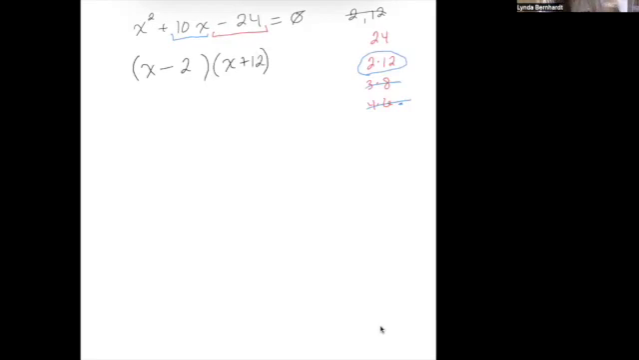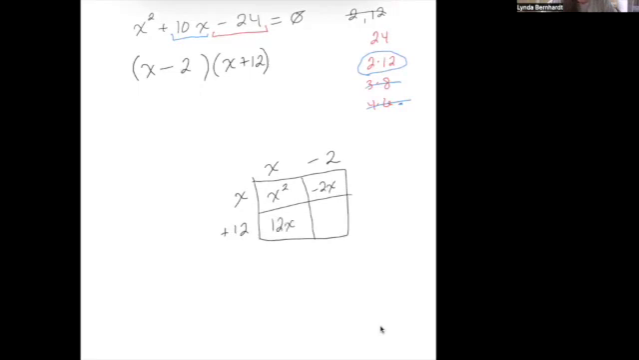Now, before you move forward, the smartest thing to do is to double check yourself. I learned with the box method. So I would do x minus 2, x plus 12. Draw the box, pretty much just like doing the Punnett squares. X times x equals x squared. X times negative 2 gives me negative 2x. X times positive 12 gives me 12x. And then 12 times negative 2 gives me a negative 24.